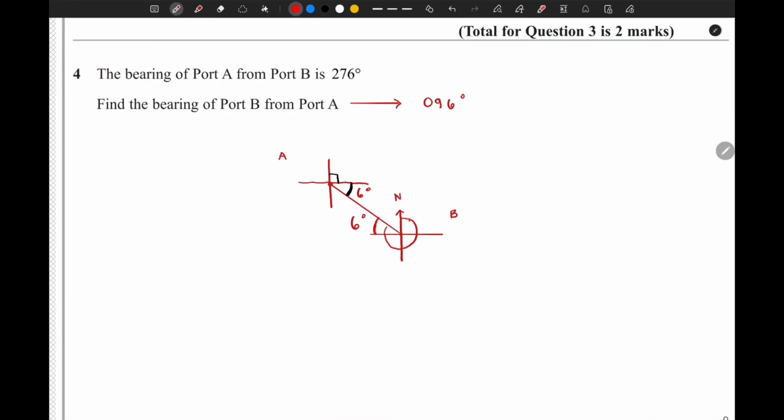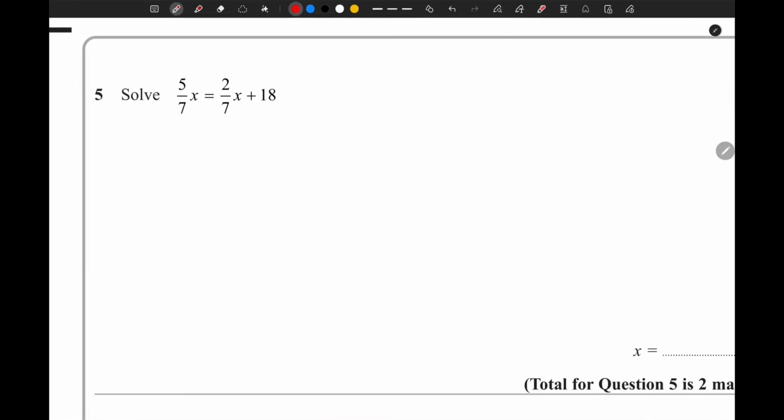And that is the answer to question 4. Now in the next question, we need to solve this equation. In order to solve this equation, we can bring this one to the left hand side of the equation.